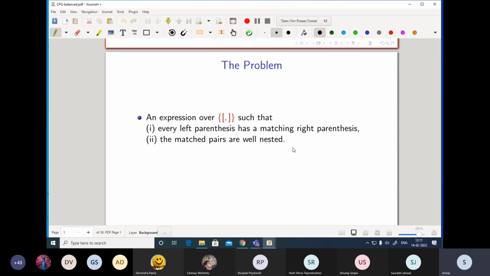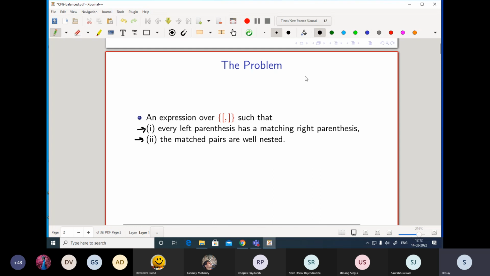You have an expression over the left and right square brackets, such that every left parenthesis is matched to a right parenthesis. This is the first condition. And secondly, the matched pairs have to be well nested. So this is in words.